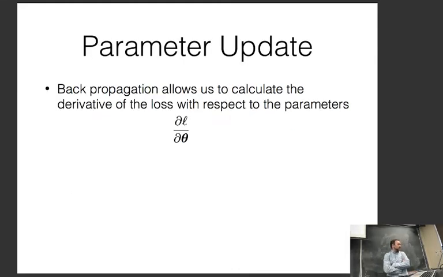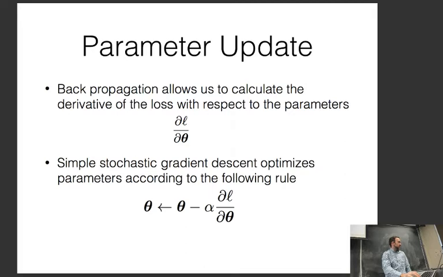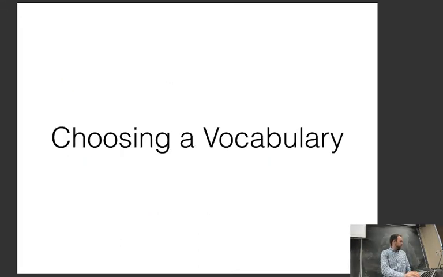Then backpropagation allows us to calculate the derivative of the loss with respect to the parameters. And then simple stochastic gradient descent optimizes the parameters according to the following rule: we take theta and set theta equal to theta minus alpha, the learning rate, times the derivative of the loss.